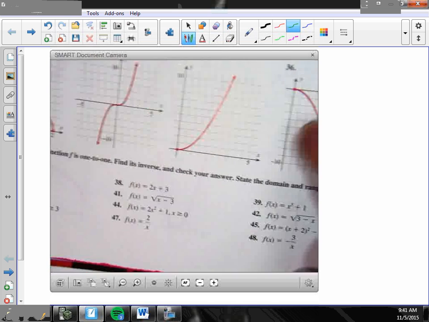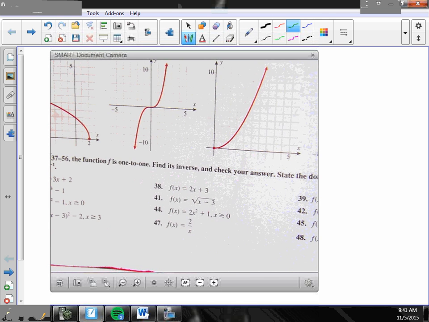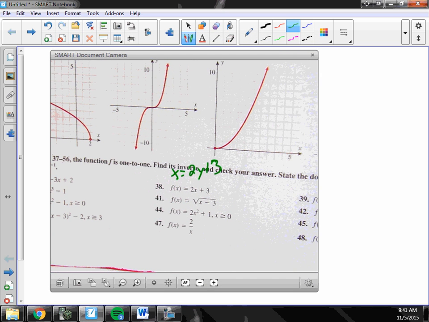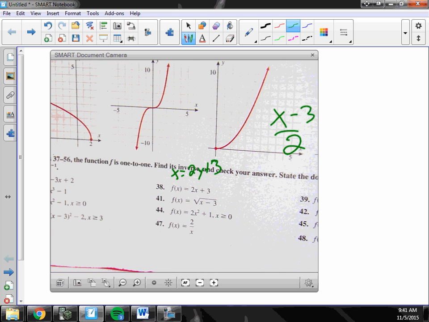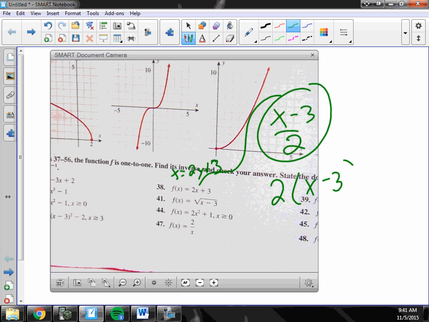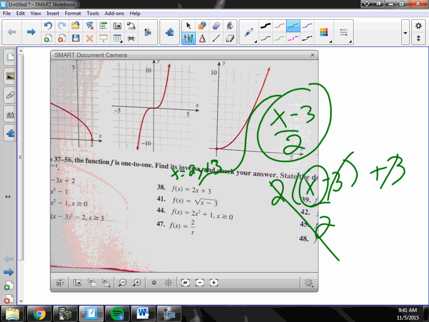Okay, so let's do 38. So x equals 2y plus 3. Subtract 3, divide by 2. x minus 3 over 2. So now I need to verify. I'm going to stick this back in there. 2 times x minus 3 over 2 plus 3. The 2's cancel and the 3's cancel, and I'm left with x. So they are inverses.